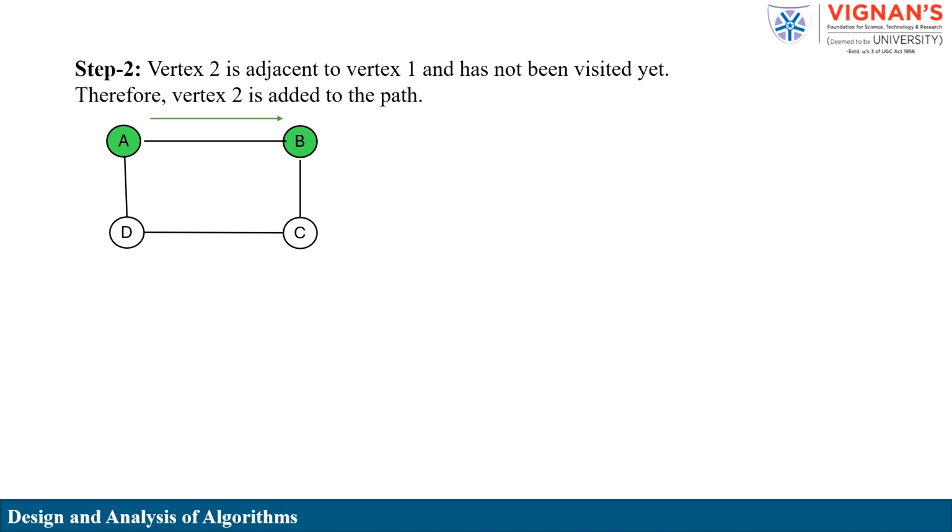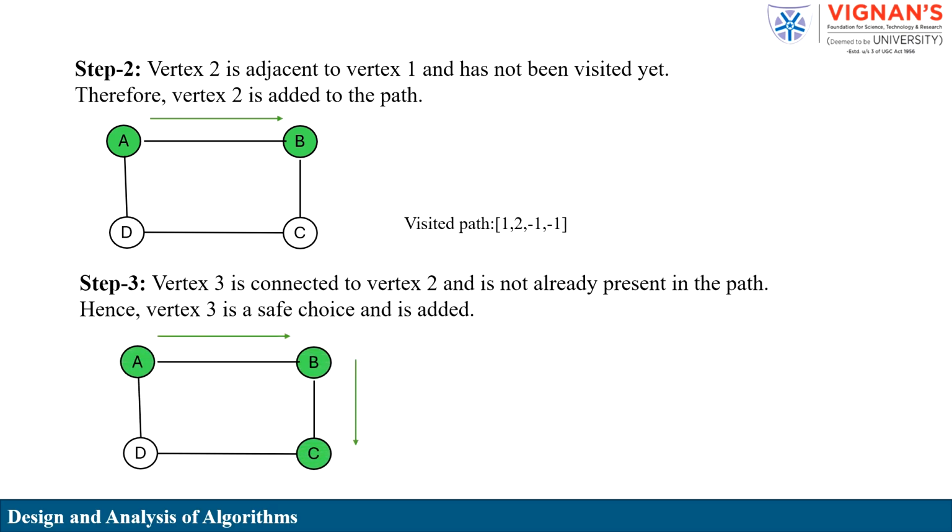Both vertices A and B are now marked as visited, which is shown by the green color in the diagram. The direction of movement from A to B is indicated by the arrow. At this stage, the visited path is represented as 1, 2, -1, -1, which means vertices 1 and 2 have been visited, while the remaining vertices are still unvisited.